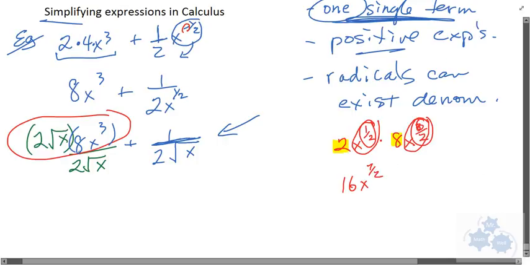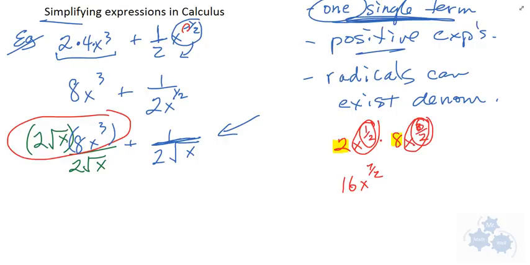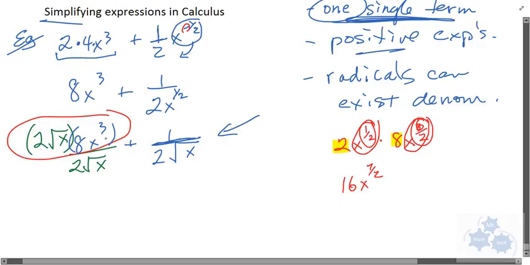I was thinking they were being divided. Yeah, right. No, that's right. They're not being divided, they're being multiplied, so you add. That's correct. So then this would be 16x to the 7 over 2 over 2 root x plus 1 over 2 root x.